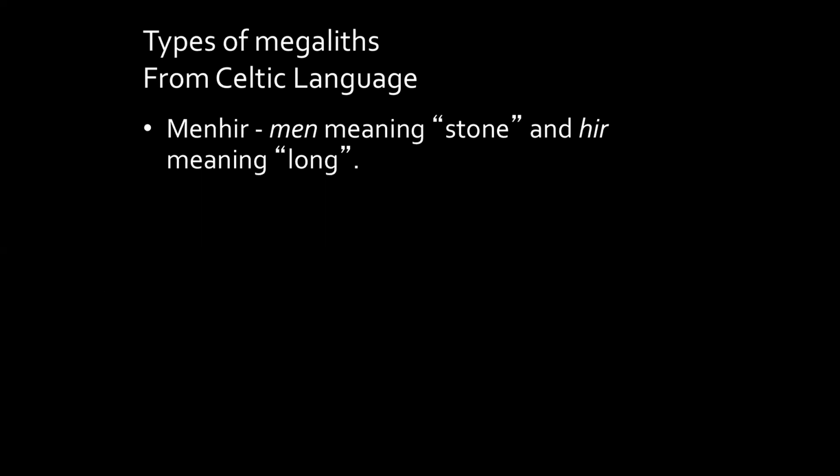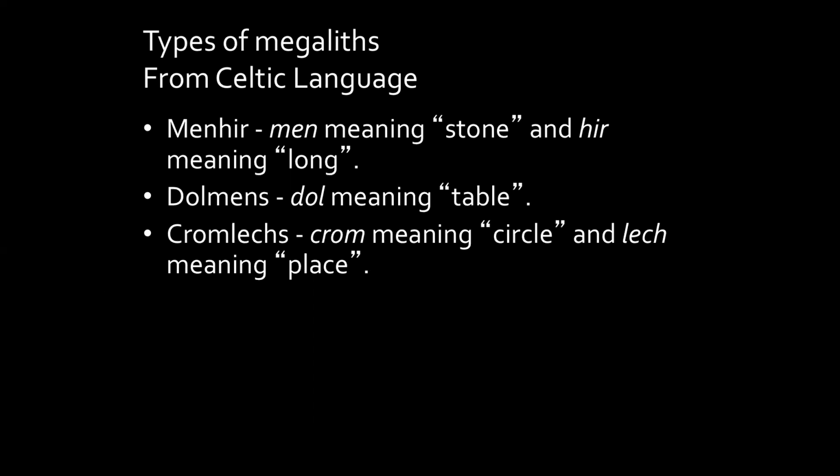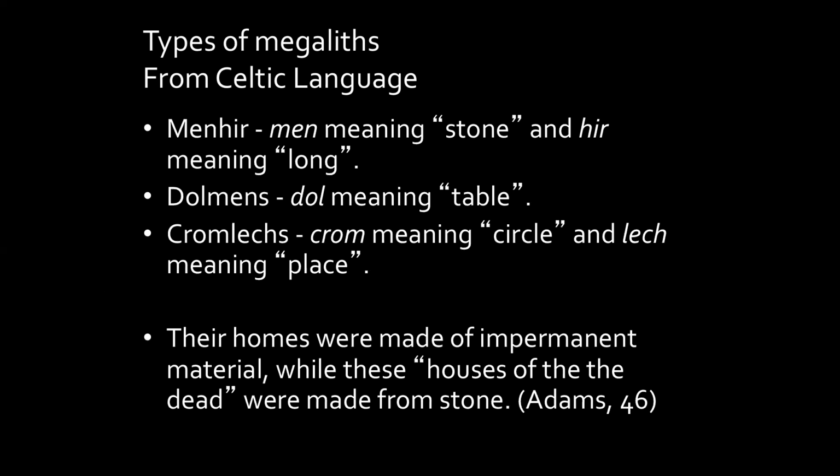Menhir would be men meaning stone, hir meaning long. So like we looked at previously. And then dolmens would be meaning a table. So I'll show you some examples of what that looks like. And then a cromlech would mean crom a circle, and lech meaning place. So these would be things like Stonehenge.